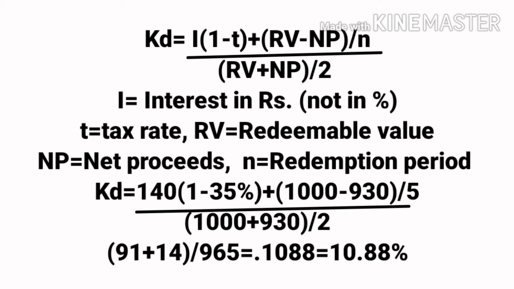Net proceeds, or the amount received in hand, is only 930 as there is a 5% discount and 2% flotation cost. Total 7% is to be reduced from the face value of 1000. And the redeemable value we will take as 1000, the face value, because there is no information about that. By substituting the figures in the formula we get 140 into (1 minus 35%) plus (1000 minus 930) divided by 5, all divided by (1000 plus 930) by 2. By solving, (91 plus 14) divided by 965 is equal to 0.1088 or 10.88 percent.